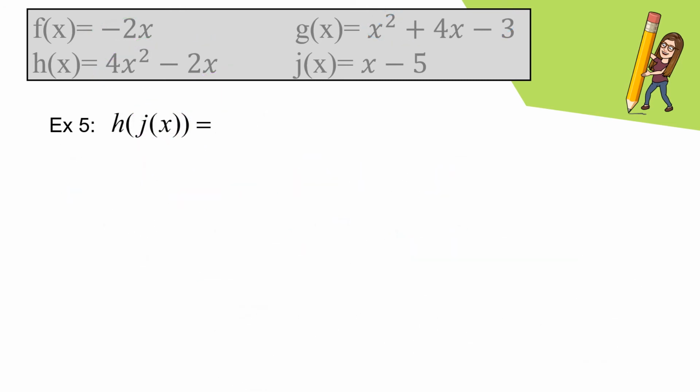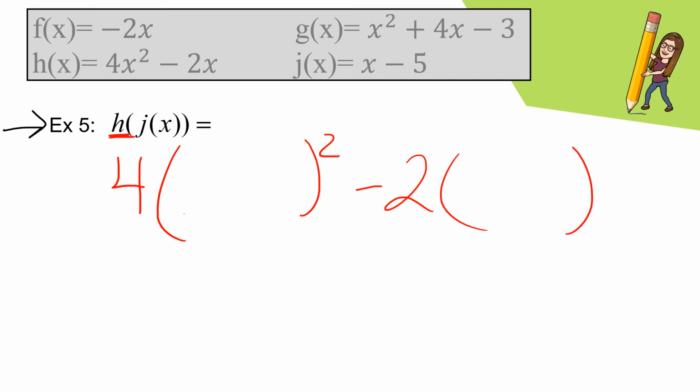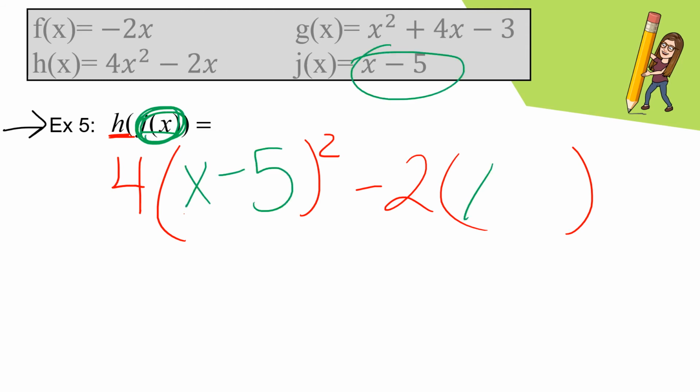We're going to amp it up a little bit more, believe it or not. This is short to write. EX5, we're going to find h of j of x. Let's start off with h. We're going to write out the h function, but wherever there is an x, I'm going to put parentheses. Wherever there's parentheses, I'm going to substitute in j. J is x minus 5.